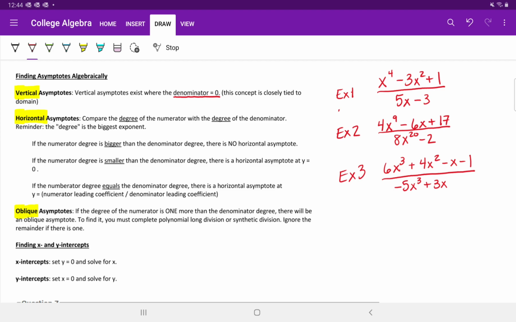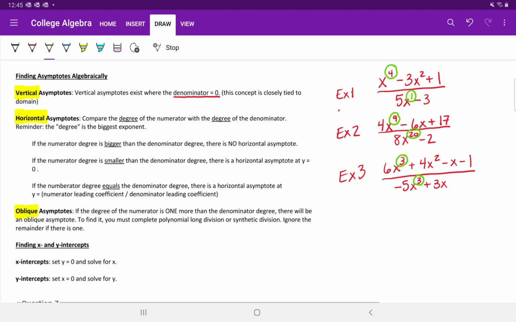If we're looking for horizontal asymptotes, first you have to identify the biggest degree on top and the biggest degree on bottom. So in each of these three examples, we would just need to find our biggest degree. In example 1, the biggest degree on top is 4, and on the bottom, the biggest degree is 1. Sometimes you actually have to write in an exponent if there isn't one there. In example 2, our biggest degree on top is 9, our biggest degree on bottom is 20. And in example 3, our biggest degree on the top is 3, and our biggest degree on the bottom is 3.